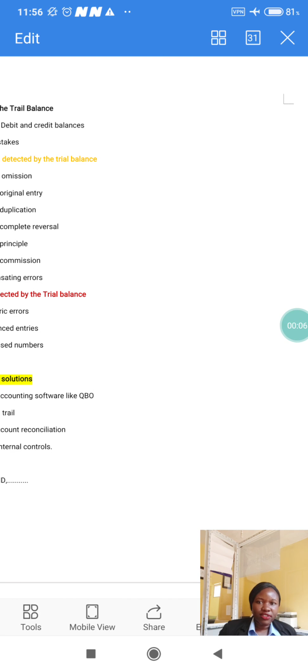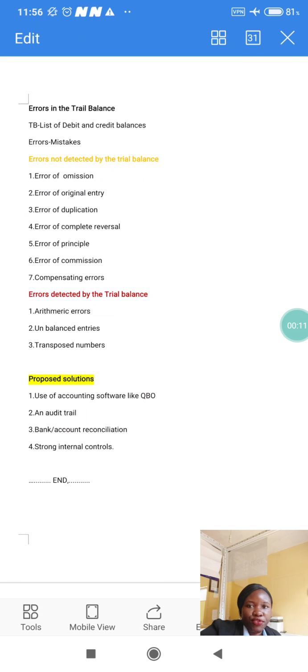I've had so many concerns about errors, and I would like to share with you today about errors. We have errors that happen in the trial balance. We have those errors that are detected by the trial balance, and there are those errors that are not detected by the trial balance. For example, you have an error of omission. If you completely forget about a transaction and it's not recorded anywhere, this error still will not be detected by the trial balance simply because this information is not entered in any account.